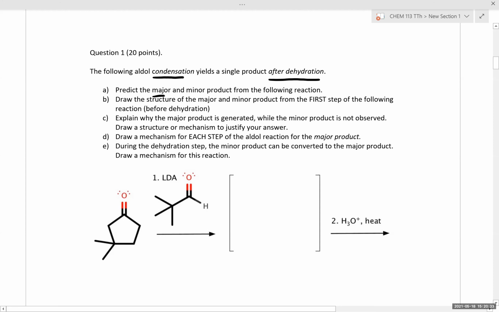So we're asked to predict the major and minor product from the following reaction. Draw a structure of the major and minor product from the first step of the following reaction. Explain why the major product is generated, and draw a structure or mechanism to justify your answer, and then draw a mechanism for each step of the aldol reaction for the major product. And then during the dehydration step, the minor product can be converted to the major product, and then we're asked to draw a mechanism for this reaction.